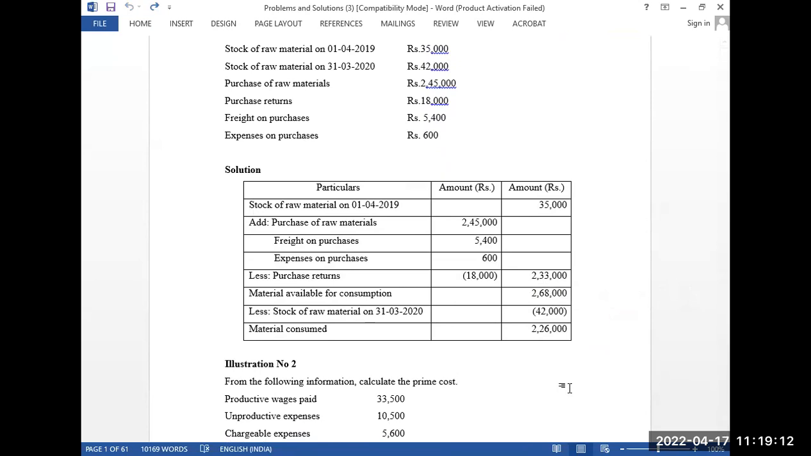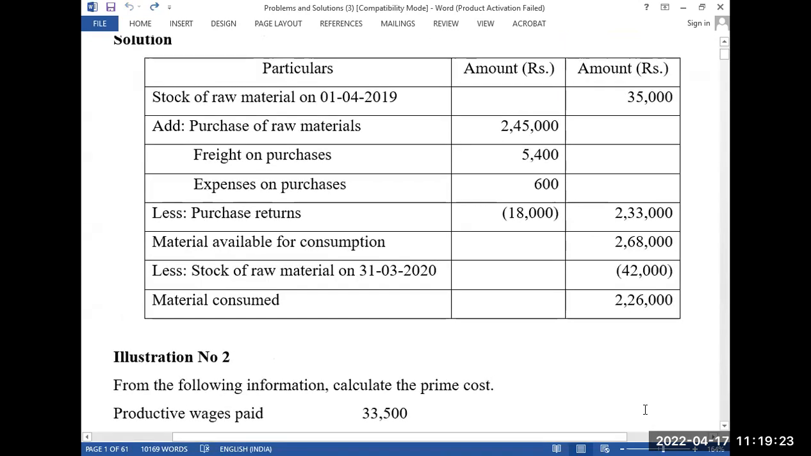Raw materials in the beginning. Then we added the purchase of raw material, incidental charges of purchase, that is freight on purchase, expense on purchase, then minus purchase return. That is equal to materials available for consumption. Actually, 35,000 worth of material was there with us in the opening period of this year. We bought materials by spending rupees 2,45,000 for the material itself, and we spent 5,400 and 600 on the purchase. 18,000 worth of material we returned back to our supplier. So the net material is 2,33,000.